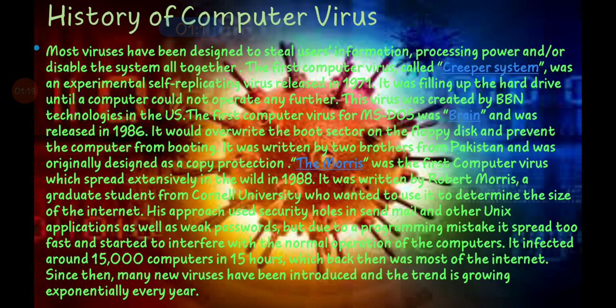It was written by Robert Morris, a graduate student from Cornell University who wanted to use it to determine the size of the internet. His approach used security holes in sendmail and other Unix applications as well as weak passwords. But due to a programming mistake, it spread too fast and started to interfere with the normal operation of the computers. It infected around 15,000 computers in 15 hours, which back then was most of the internet.